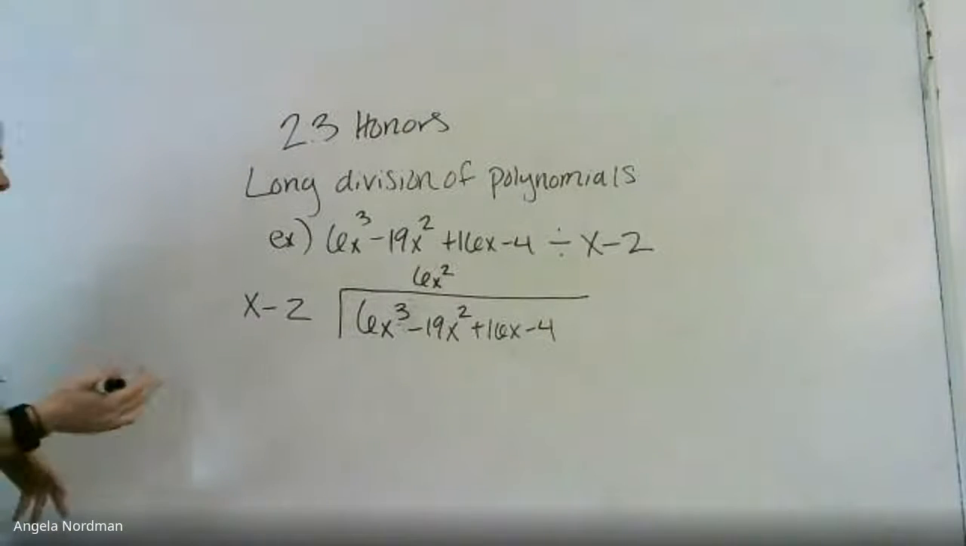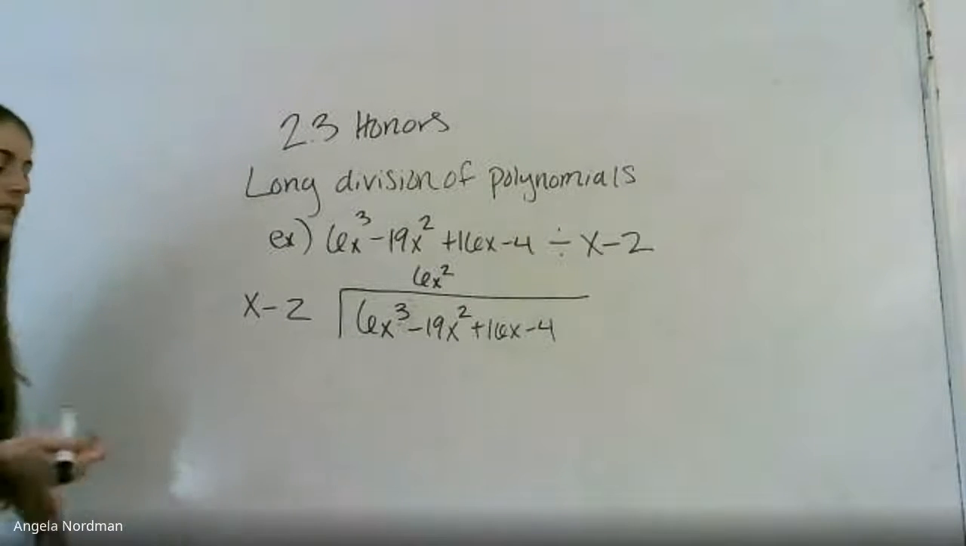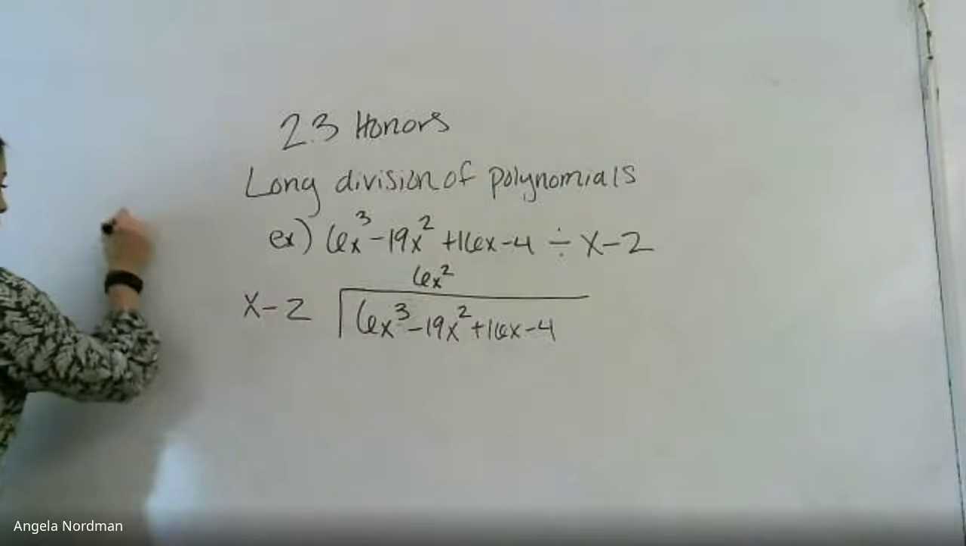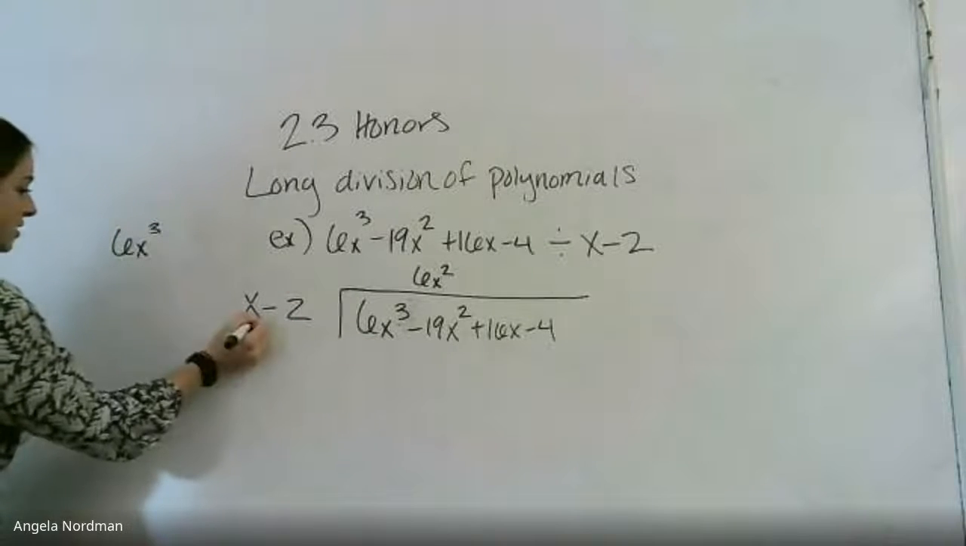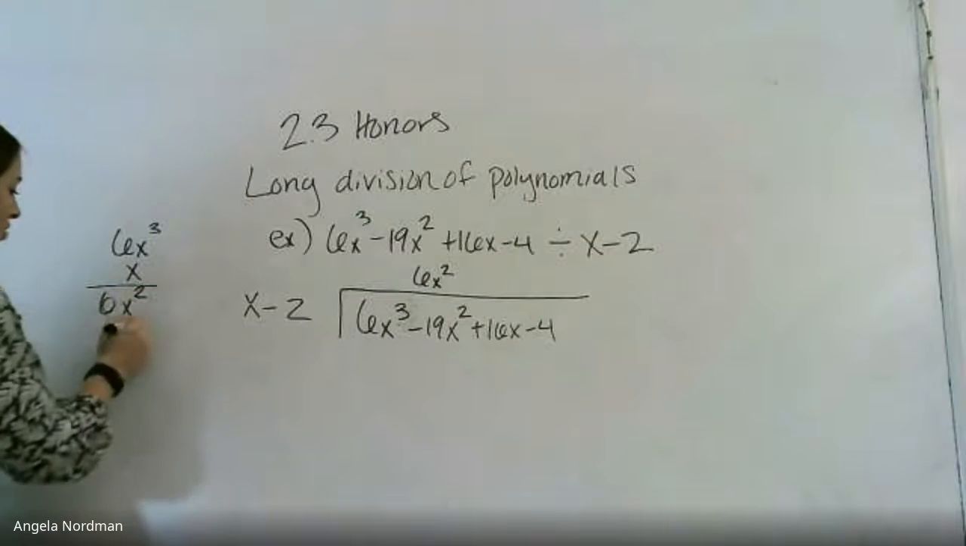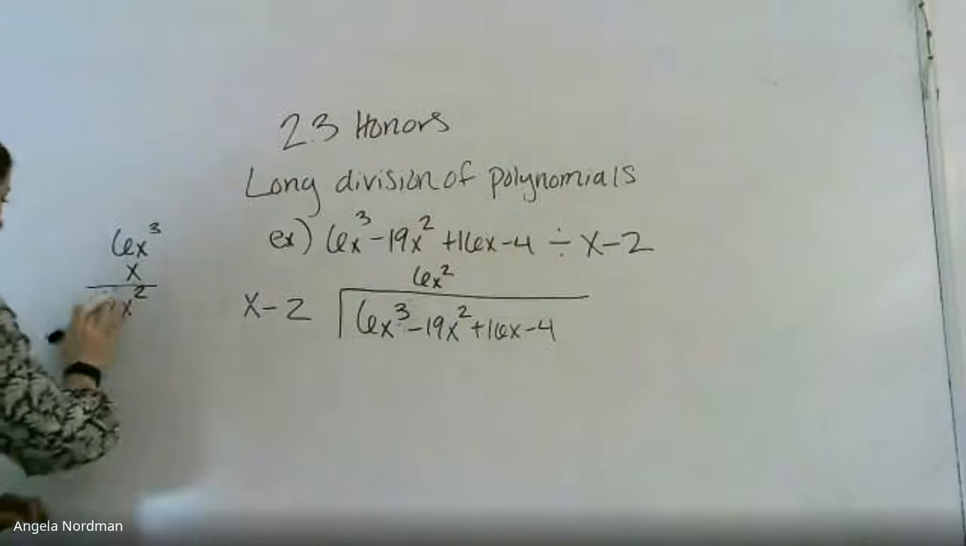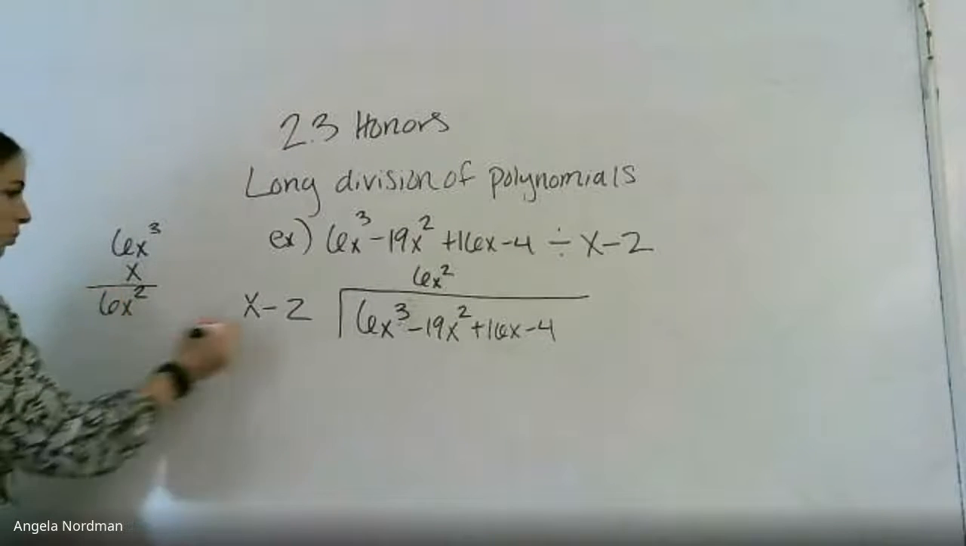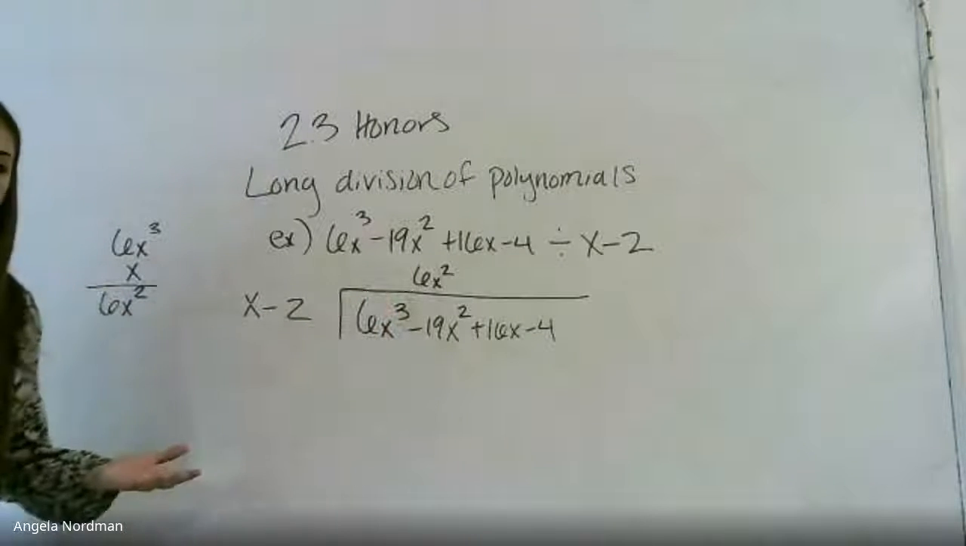Another way, for people that maybe this doesn't come as easily to, you can bring this term over to the side and divide it by that first term. That would give me 6x squared. So that's what would go up top. Two different ways of doing it.